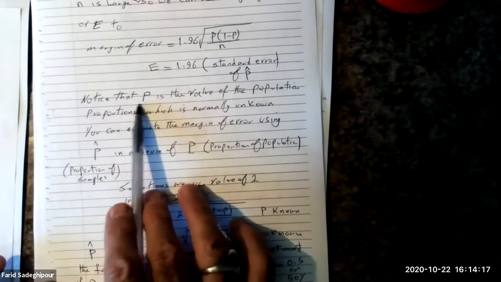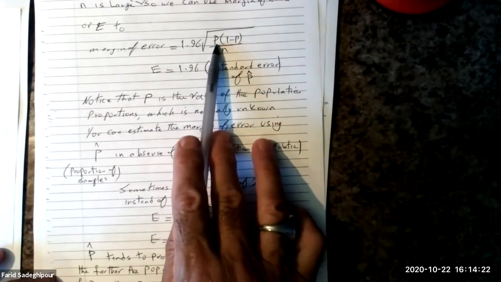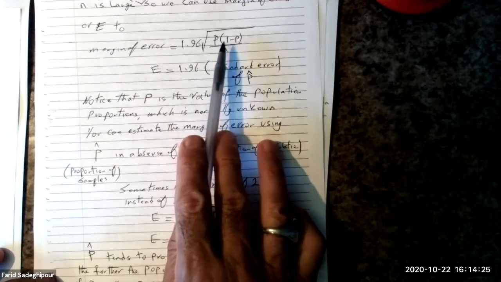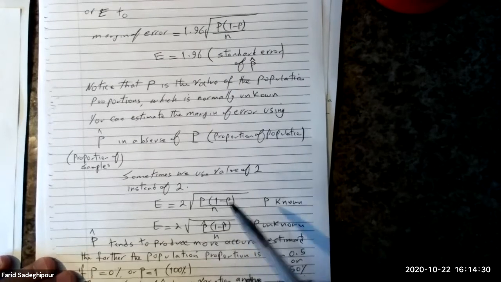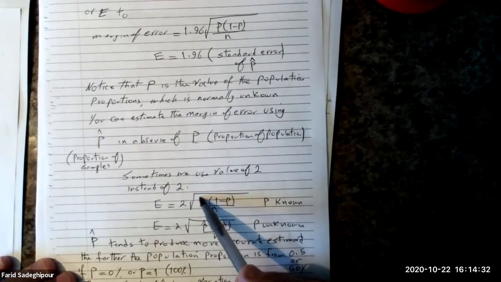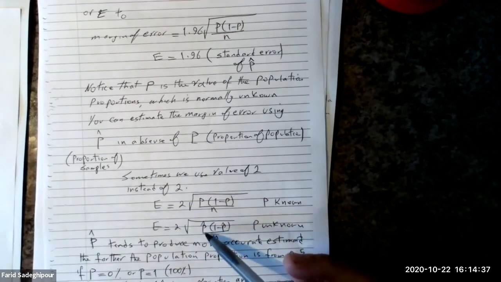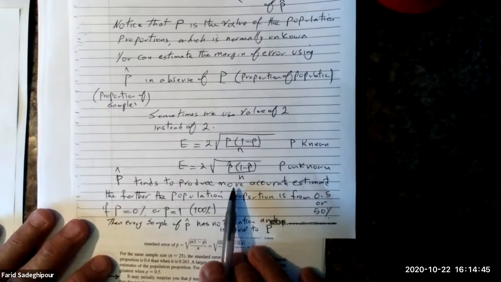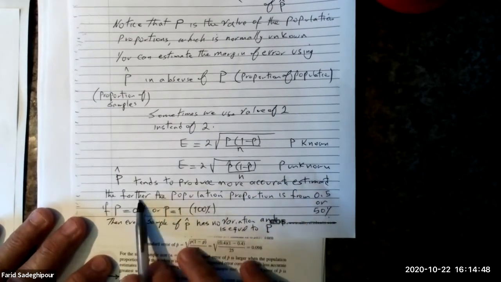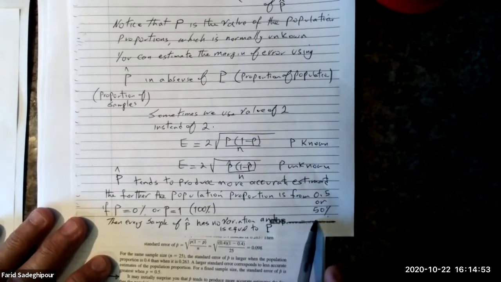In some of the problems, if the population proportion is given, then you use that one here. But if the proportion of the population is not given, then you could use p hat. So in the problem, you either have the proportion of the population, which you could use to find the margin of error, or you use the proportion of the sample to find the margin of error, okay? Now, this p hat tends to produce a more accurate estimate if the population proportion is far from 0.5 or 50%, okay?